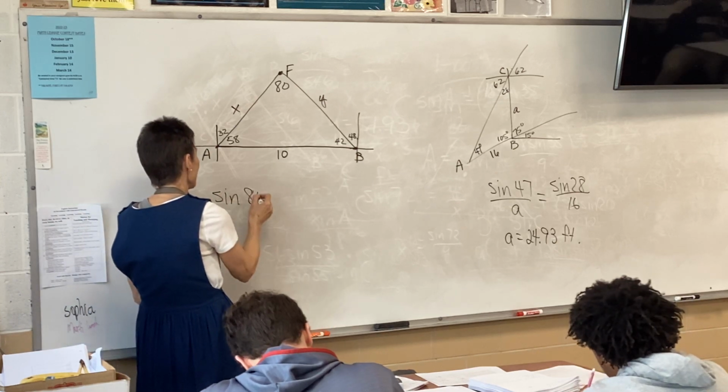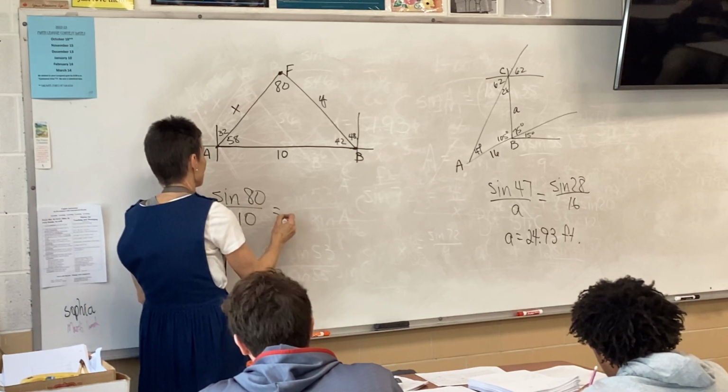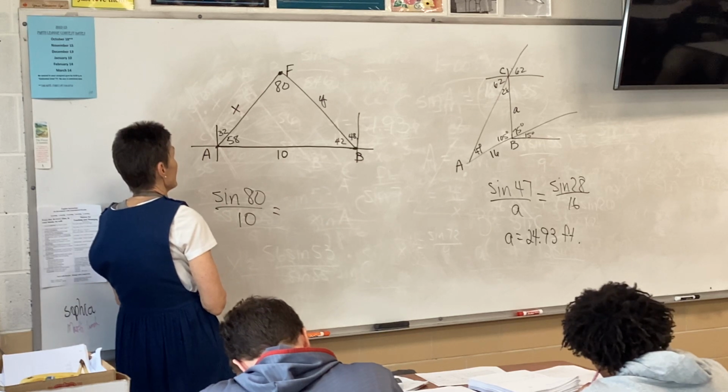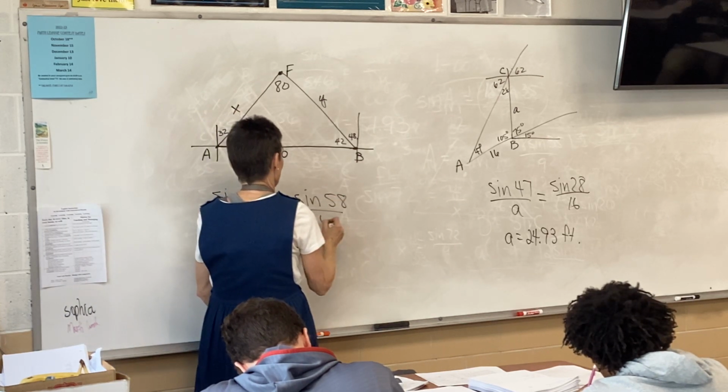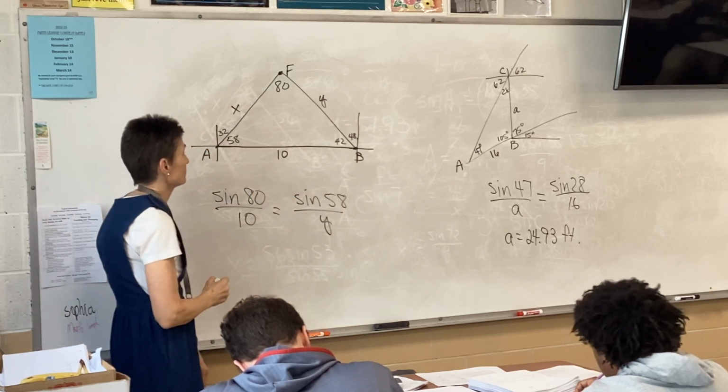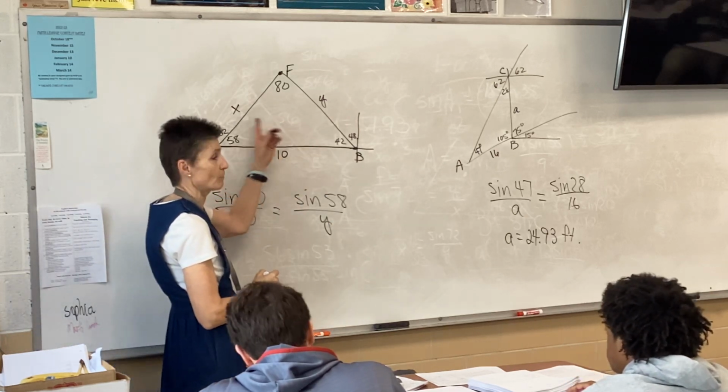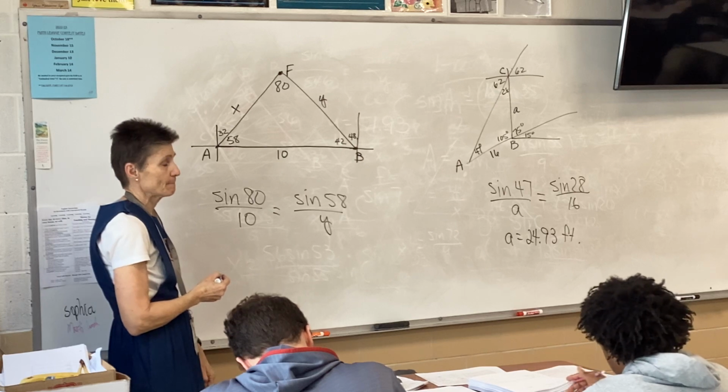Sine 80 over 10 equals sine 58 over y. Or we could do sine 42 over x. We have to do them both.